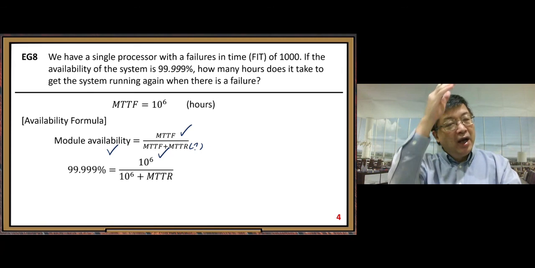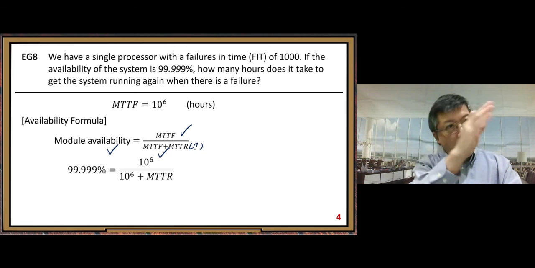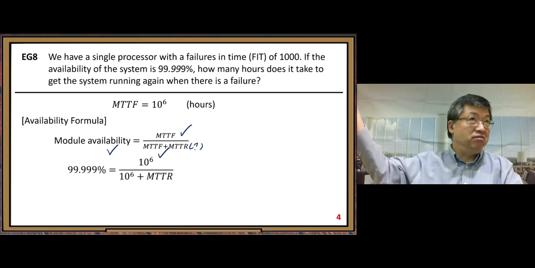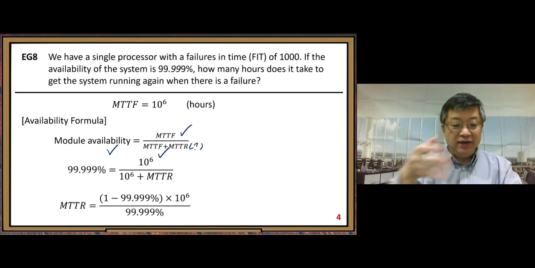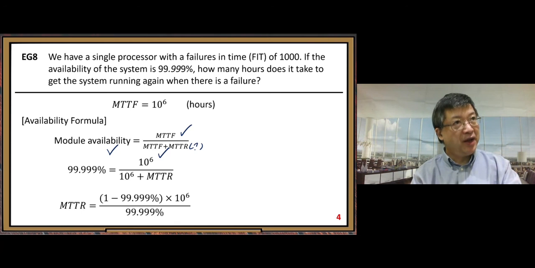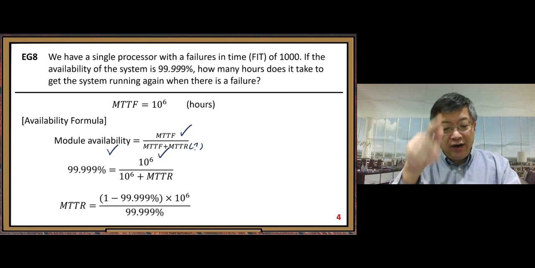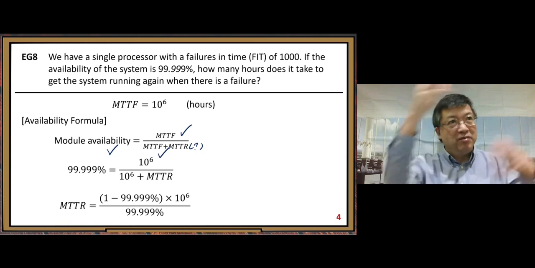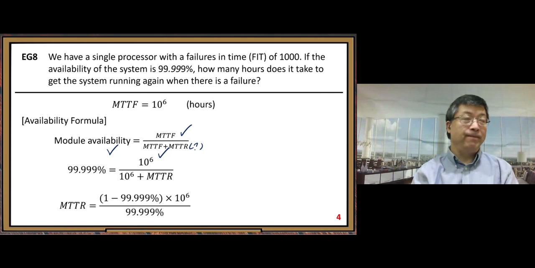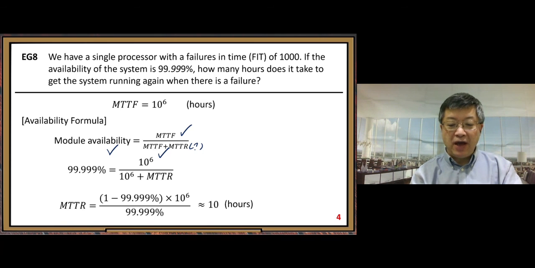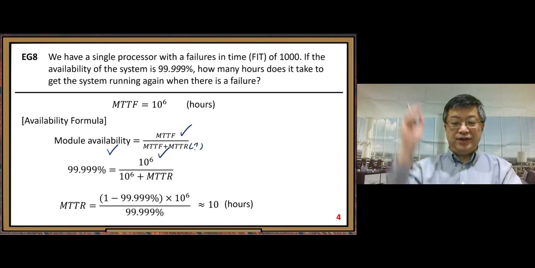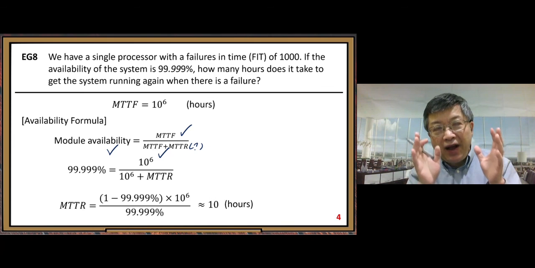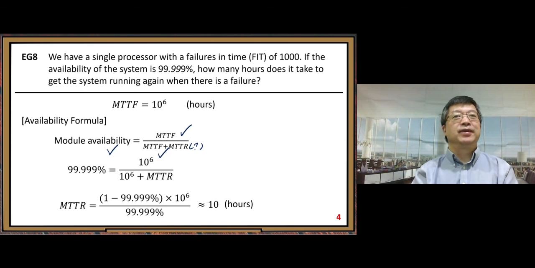So let's do the calculation. 99.99% equals 1 million over 1 million plus MTTR. Then you calculate MTTR with some simple math, and you get the final answer: approximately 10 hours. The final answer.